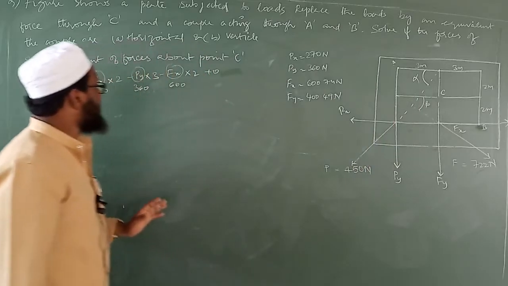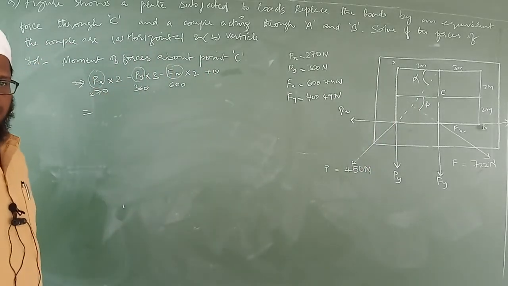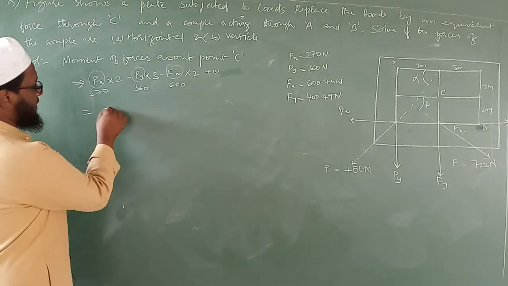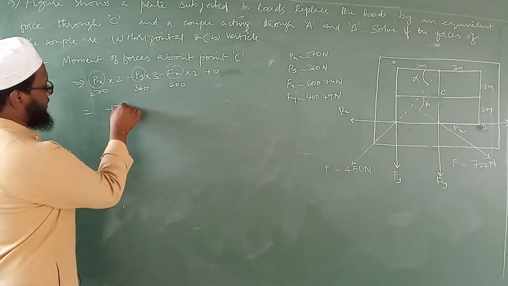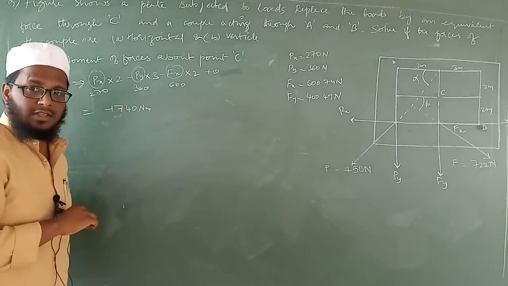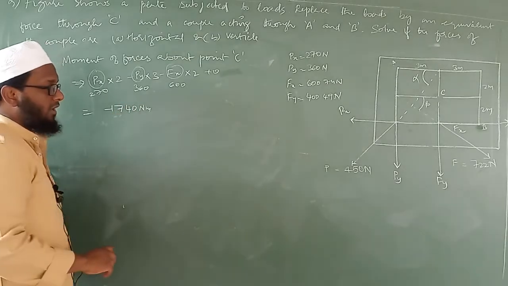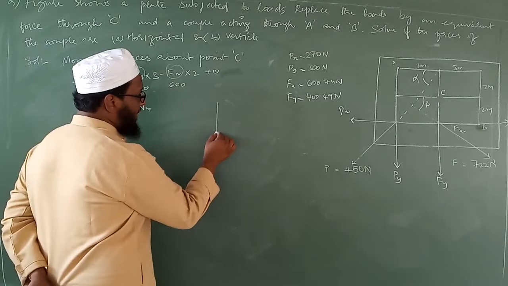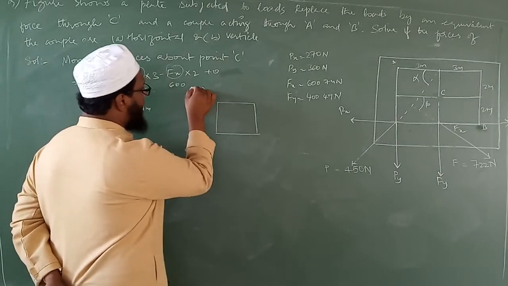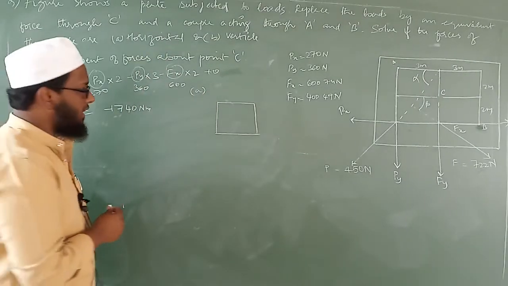Okay. So can you tell me 270 into 2, how much? 340, minus the entire answer, 1740 Newton meter. We got the entire moment due to these forces. Now what we have to do, we have to provide a same plate like this. Now I am going for that A part, where the forces are going in horizontal direction.